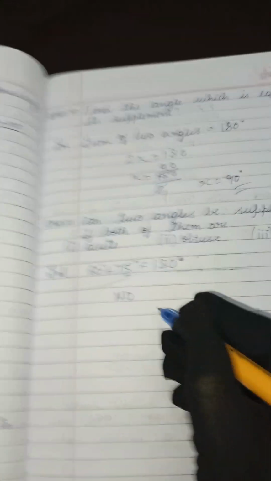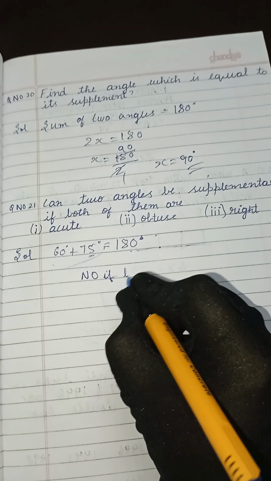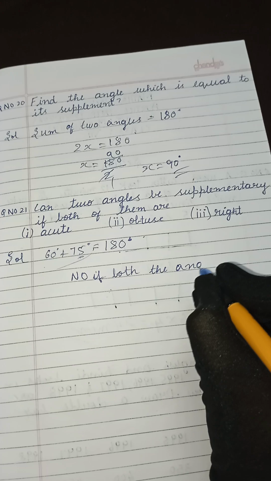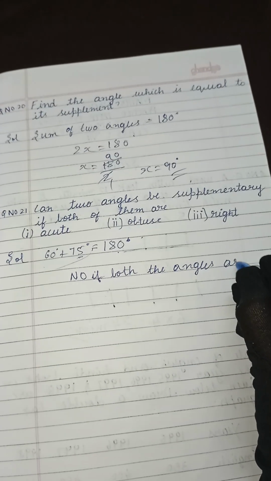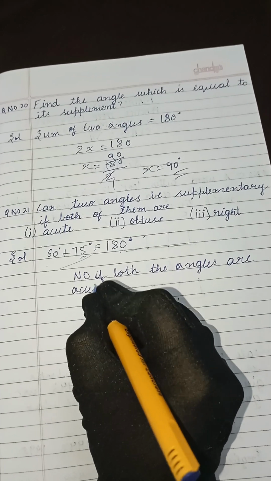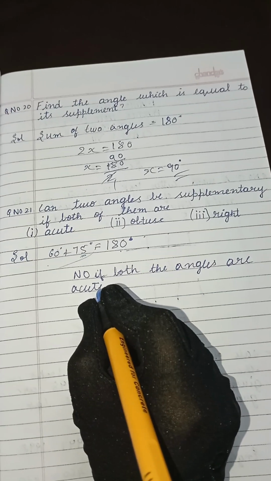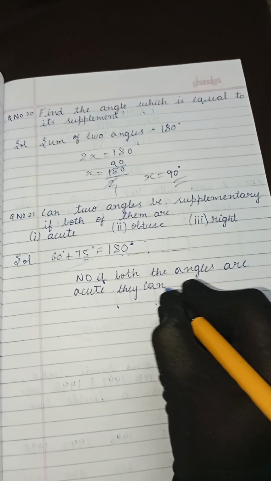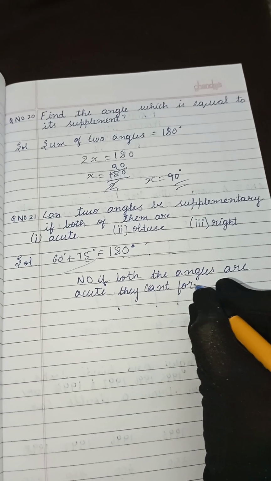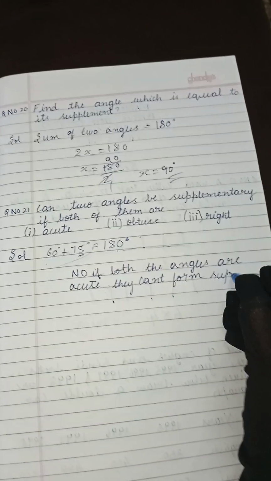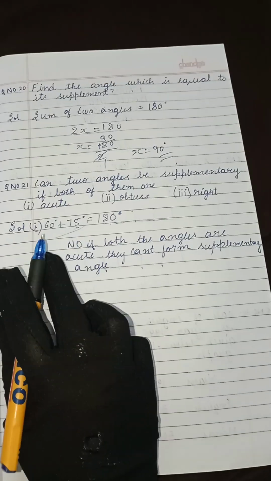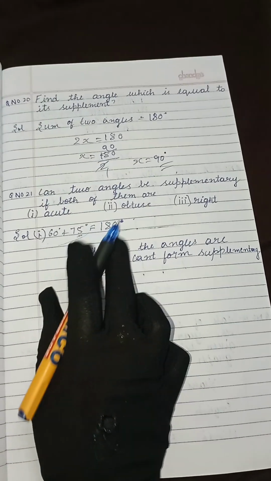We have to write a statement for this. What is the statement here? No, if both the angles are acute, they can't form supplementary angles. See, if both the angles are acute, you will not get 180 degrees.